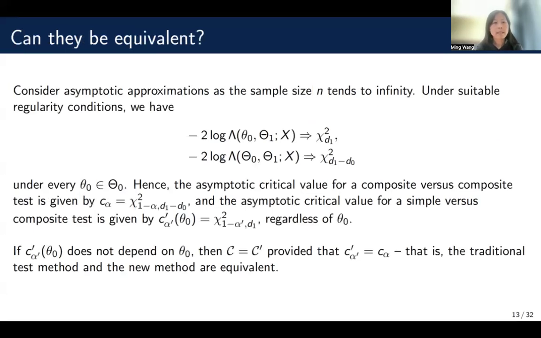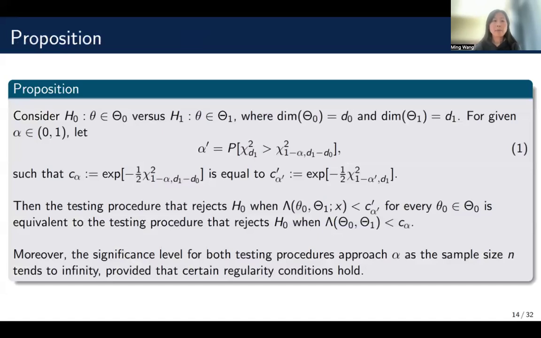Can they be equivalent? Yes. Consider the asymptotic approximation as the sample size n tends to infinity. We have the following two convergences. If c prime alpha prime doesn't depend on little theta 0, then big C equals big C prime, provided that c prime alpha prime equals little c alpha. That is, the traditional test method and the new method are equivalent. We have this proposition, which gives us equation 1 that we can use to calculate alpha prime.